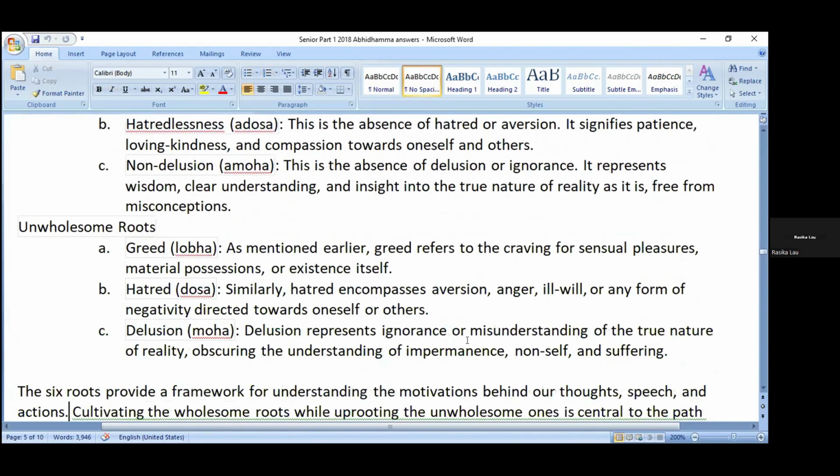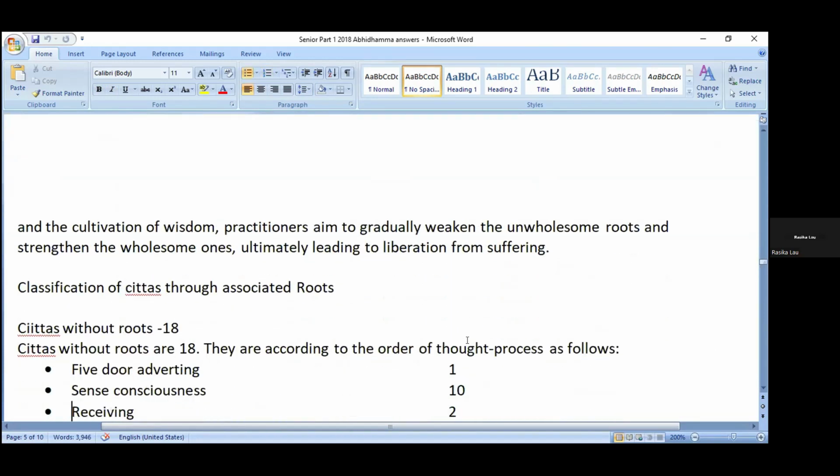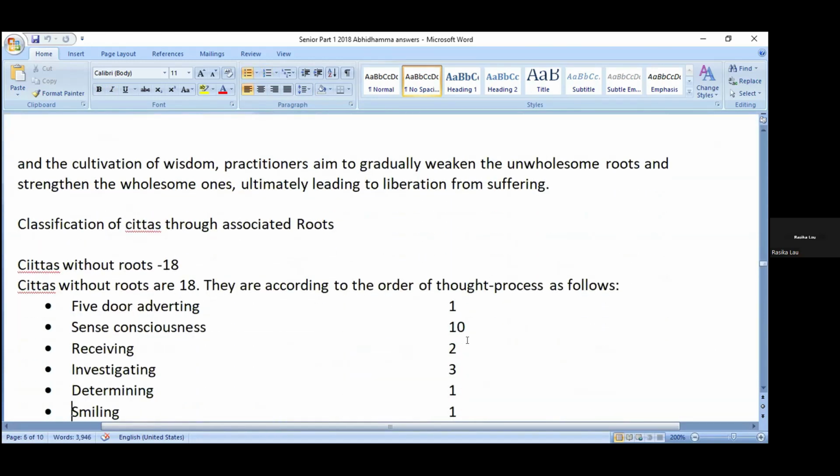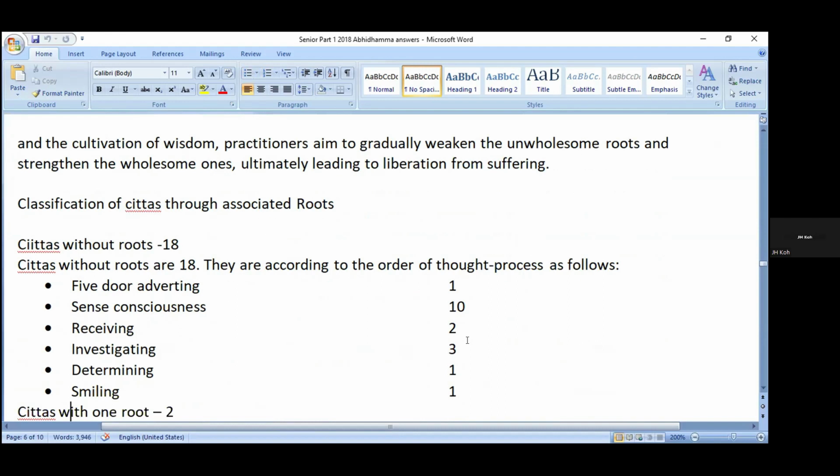So you need to know. I think in your YMBA text, if I'm not wrong, you can see the chitta without roots. That's what they're asking you. The chitta without roots, that one, Ahituka, is okay. This one is okay, 18 of it is correct.